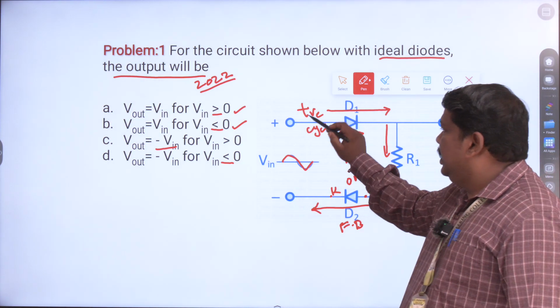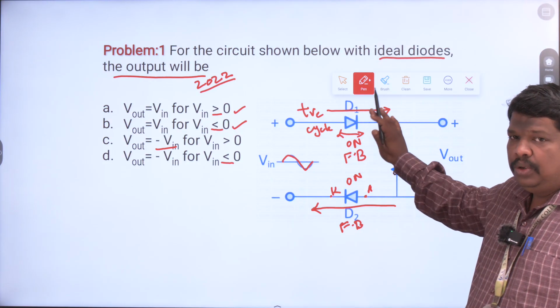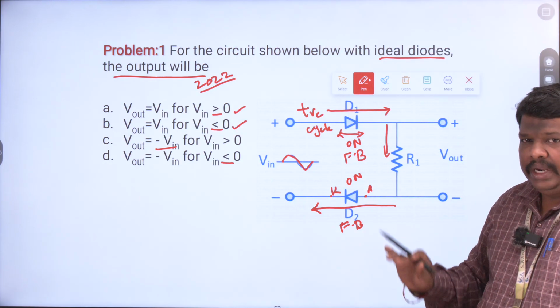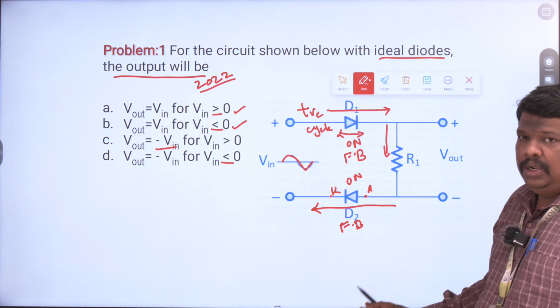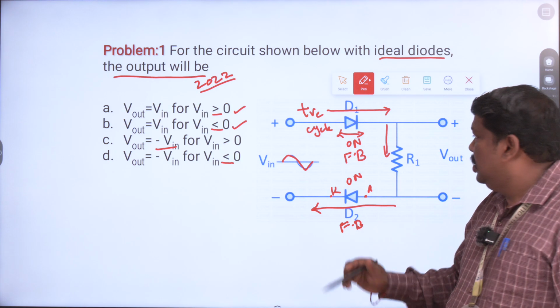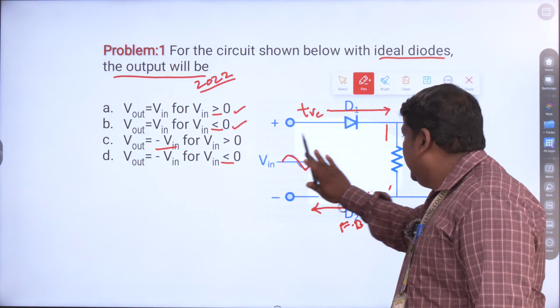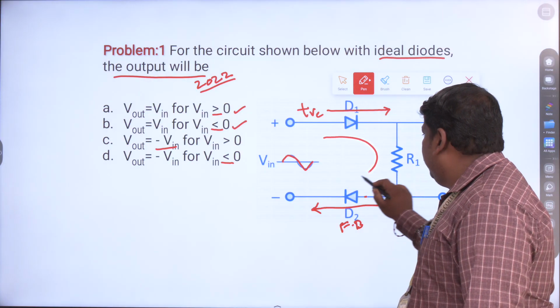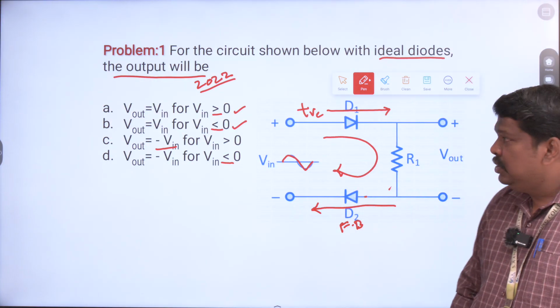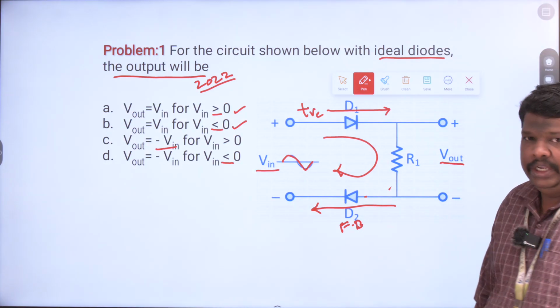The input voltage we are applying is the positive cycle, so both diodes are going to be in the on condition. During that time a diode is a closed switch. It is going to act as a switch, so it is closed. The entire current is going to flow in these circuits. So the input voltage we are applying is equal to your output voltage.